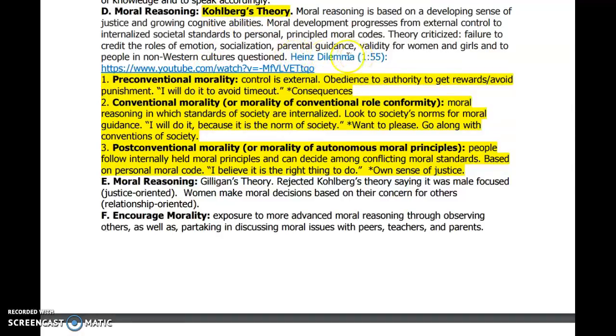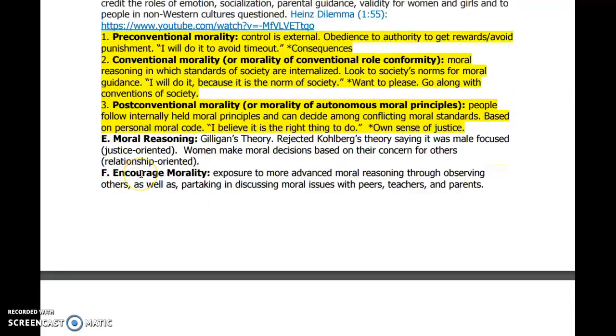Heinz's dilemma is a test that you can do to find out what stage of moral reasoning a child or teen is in. So Kohlberg offers this morality theory. Now Gilligan offers a more feminist theory that says that women tend to make moral decisions based more on their concern for others. They tend to make decisions based on how it is going to affect those that they love. So just different theories for morality. So parents, teachers, and peers can encourage morality by discussing moral issues, and children also learn through modeling of moral behavior.